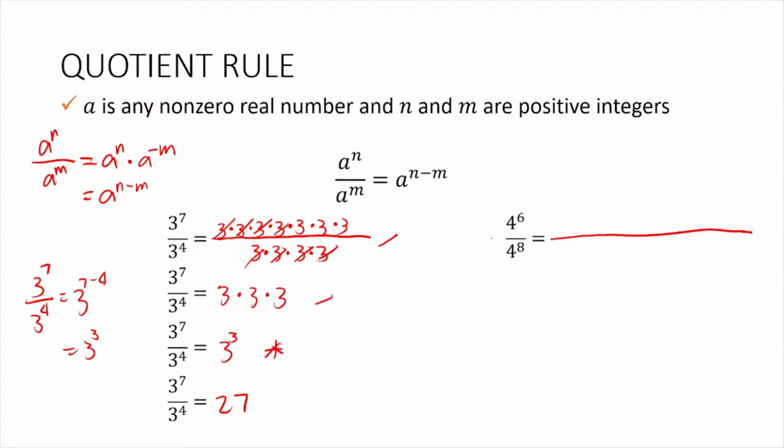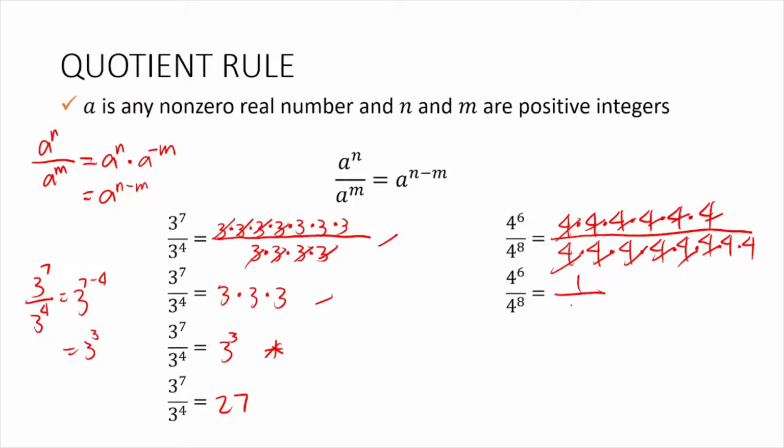So we have 6 4s in the numerator. So 1, 2, 3, 4, 5, 6. And then on the denominator, we have 8 4s, 8 factors of 4. So 1, 2, 3, 4, 5, 6, 7, and 8. Okay, and then again, we cancel out common factors. All right. And so we are left with 1 divided by 4 times 4, or in short, that would be 1 divided by 4 squared, right? Or ultimately, that's 1 over 16, right?